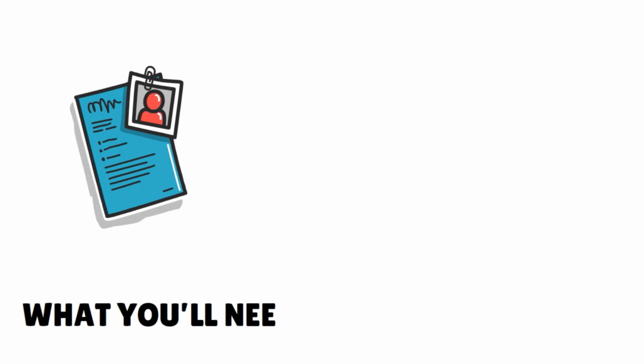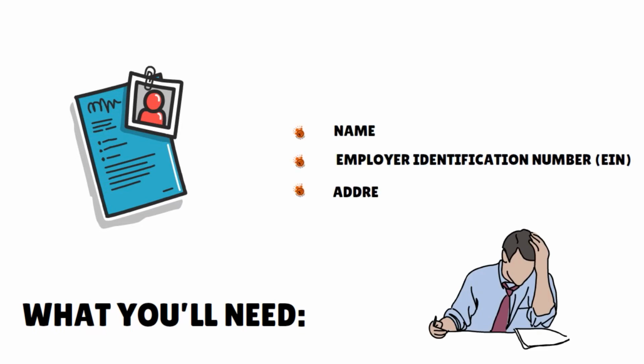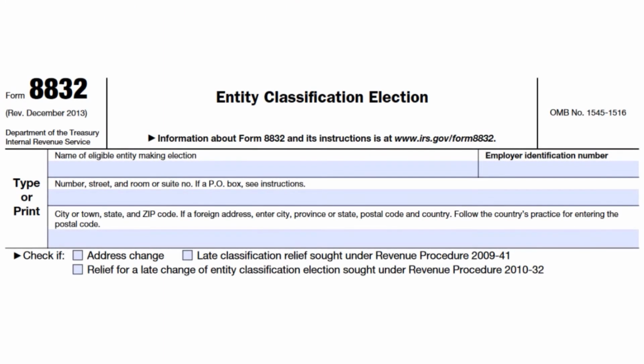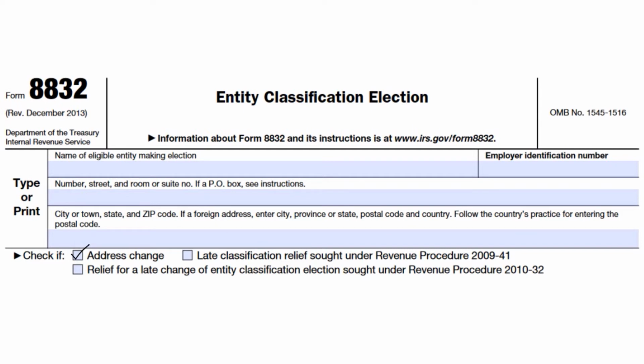So what you will need is your business information, including name, employer identification number, EIN, and address. There are also several options to update your information. If you've moved since applying for an EIN or filing your most recent return, you need to check the address change box. We're showing this to you right now. And if you qualify to file the classification late, check the late classification relief sought under Revenue Procedure 2009-41 box. And if you are requesting late election relief, check the relief for a late change of entity classification election sought under Revenue Procedure 2010-32 box.